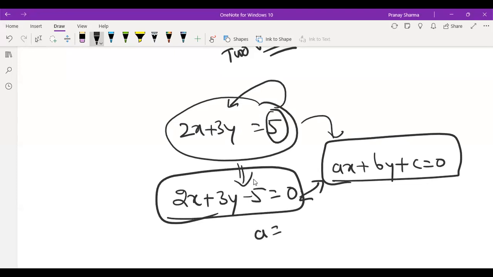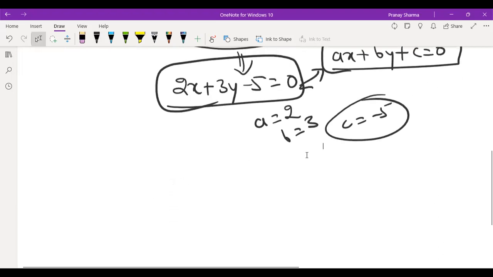So if somebody asks you what is the coefficient of x here, it is a, which is 2. The coefficient of y, which is b, is 3. And the constant term comes out to be minus 5. This is the basic.